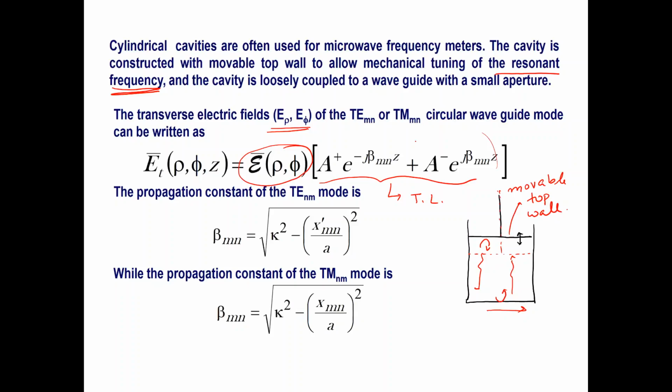And then basically the propagation constant for the TE mode, beta mn, would depend upon the propagation constant in the medium plus the value of the root you are taking. And for TM it would be the other case.